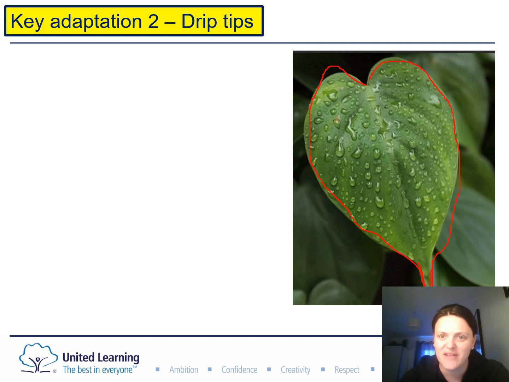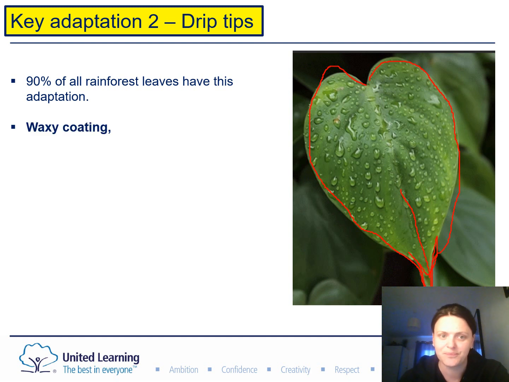So leaves have adapted to this shape to have a little tip at the end, a bit like a lip on a jug, to help the water that falls on it, and you can see the droplets here, to help the water move off of it and drip away. So here, let's have a look. 90% of all rainforest leaves have this drip tip.